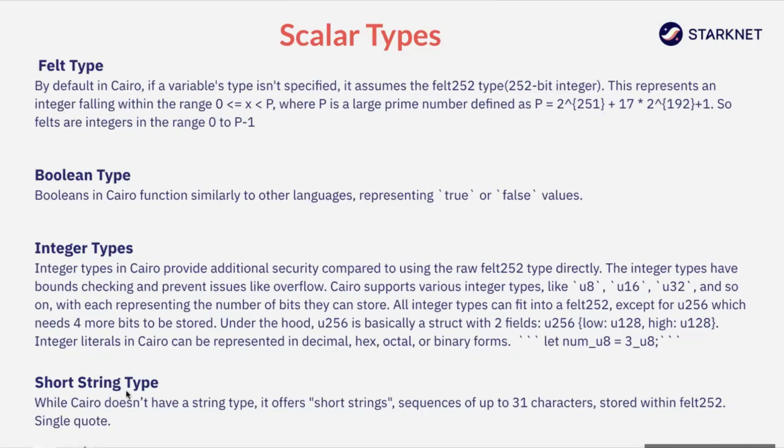And yeah, short strings, like I mentioned. While Cairo doesn't have a string type, it offers short strings, which are sequences of up to 32 characters stored within a felt252. It can only hold that, because one character represents 8 bits, which is 1 byte, and that's only what felt252 can hold.